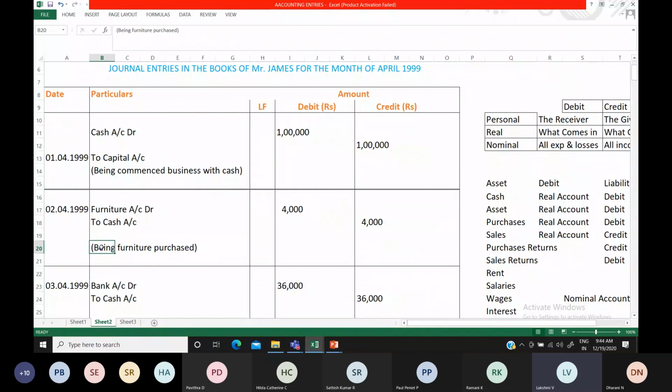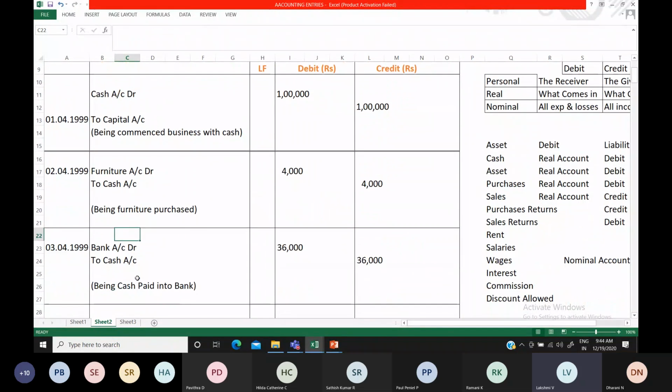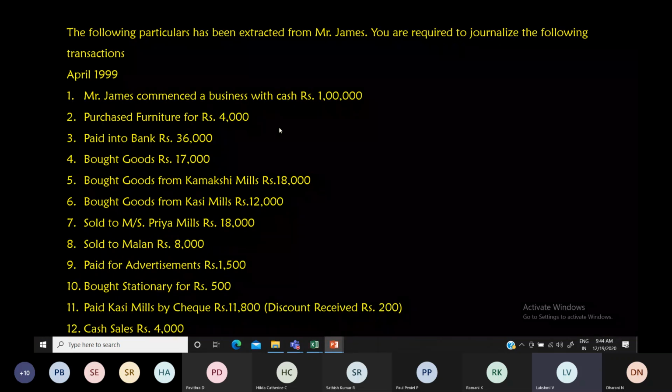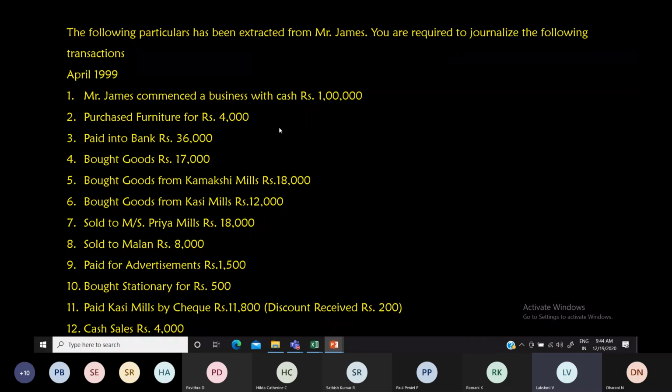Okay, and you have to give a narration, being furniture purchased or being purchased furniture, whatever, accordingly you can give in simple sentences about that particular transaction. That is known as narration. Okay, so here they have not given any person's name or anything, so it is always considered as cash. For cash only they have got the furniture. It is an assumption.